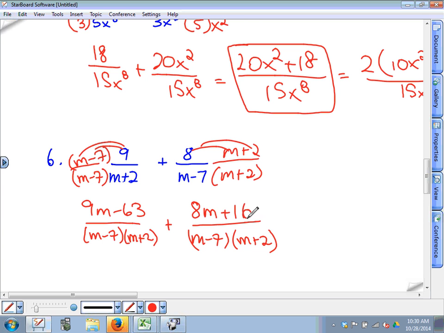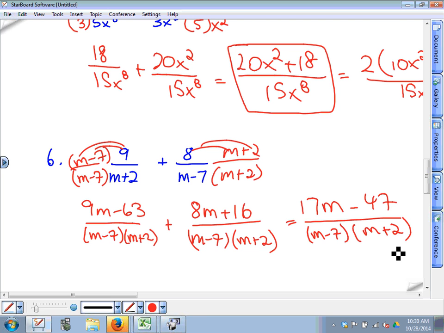So can we add these now? How come we can add these now? They have the same denominator, exactly. m minus 7 times m plus 2, the other one has m minus 7 times m plus 2. So when we add these together, remember you're only combining terms in the numerator. 9m plus 8m, 17m. Oh crap, negative 63 plus 16. Negative 47. Thank you. All over m minus 7 times m plus 2.